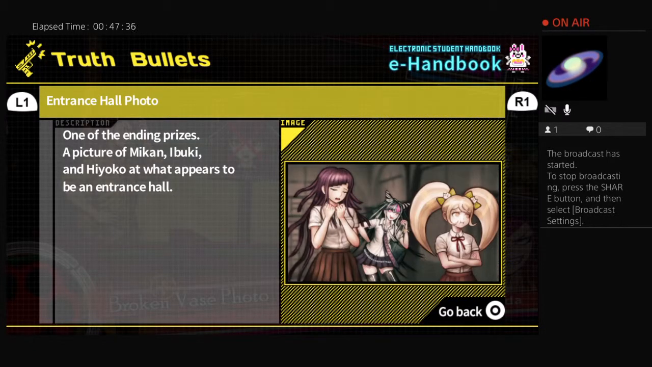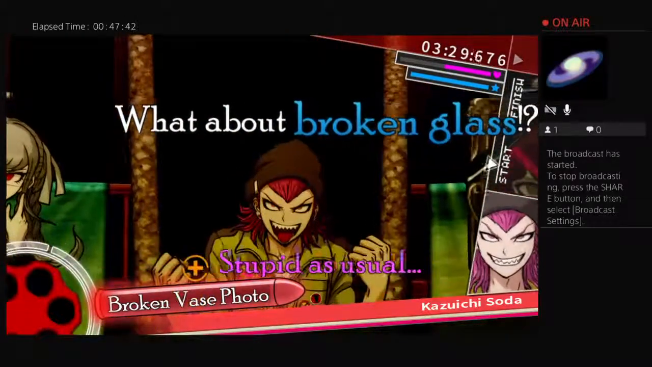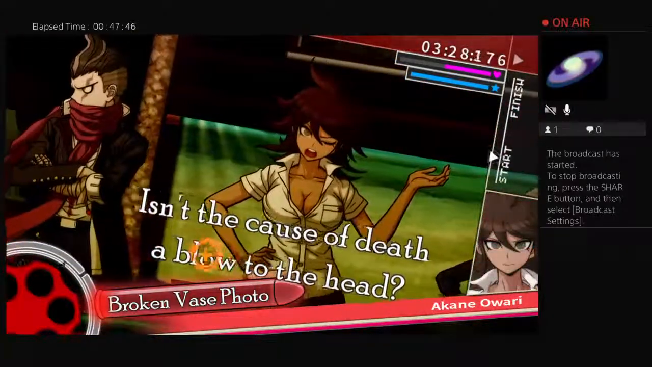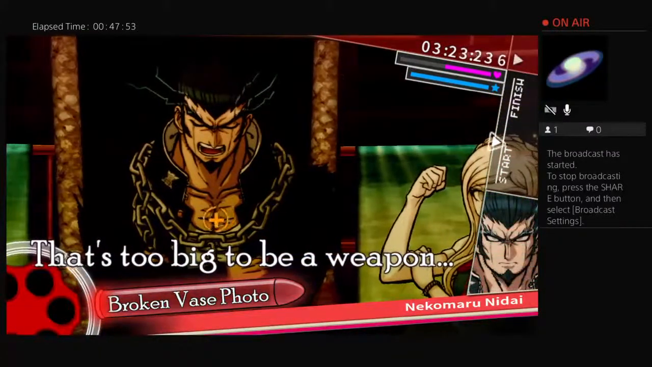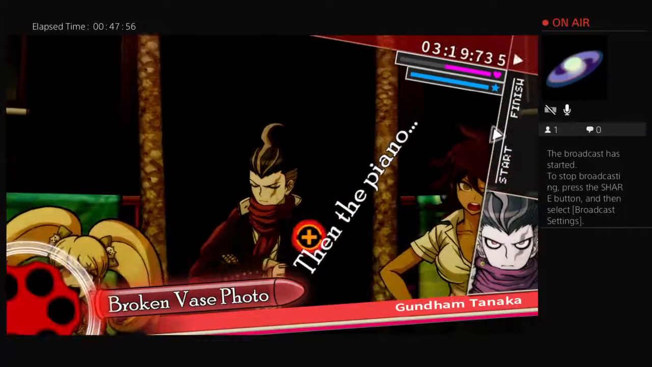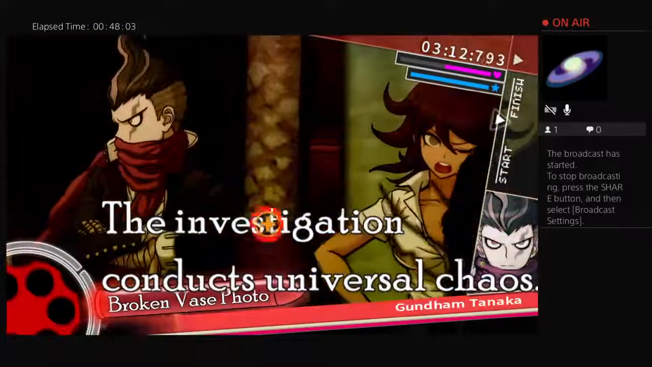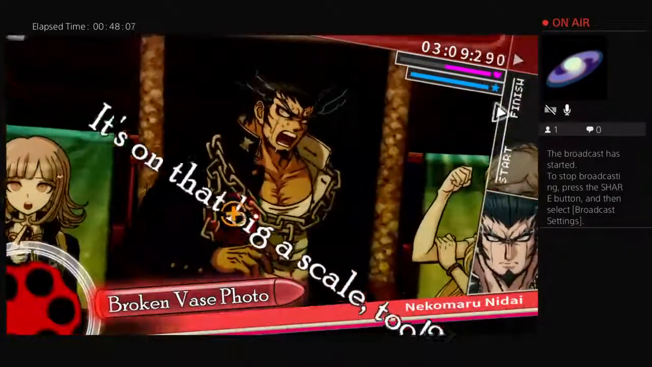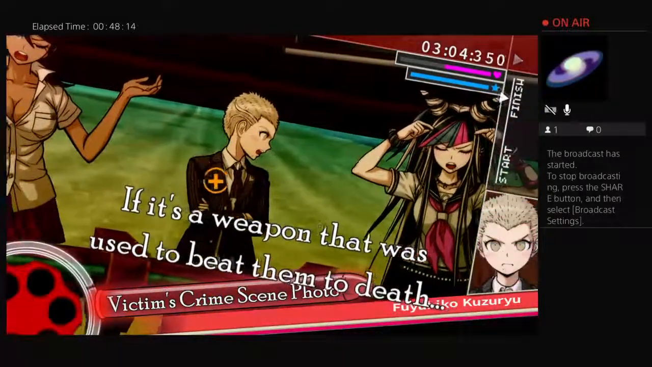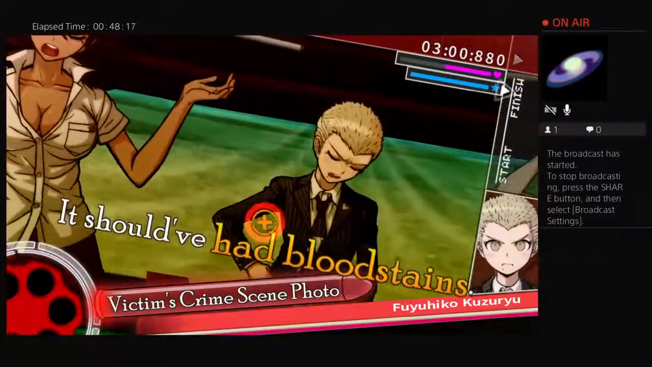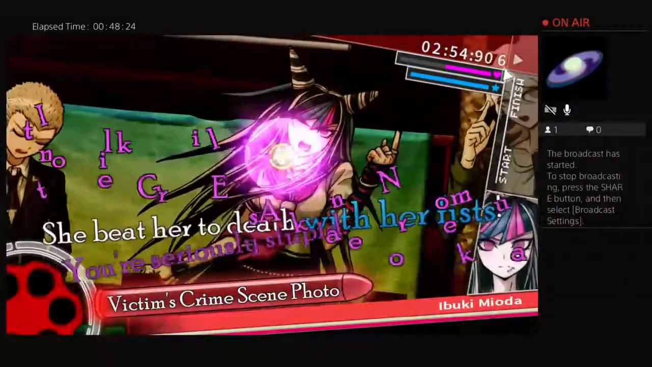A weapon inside the music room, huh? What about broken glass? Isn't the cause of death a blow to the head? Then she attacked her with the fish tank. That's too big to be a weapon. Then the piano. Why are you going even bigger? The investigation conducts universal chaos. It's on that big a scale, too? How about beating her with gravel instead? If it's a weapon that was used to beat them to death, it should have had bloodstains. Was there a weapon with bloodstains on it? She beat her to death with her fists!